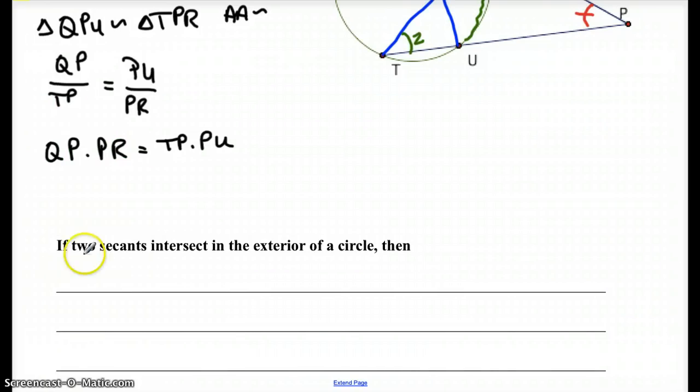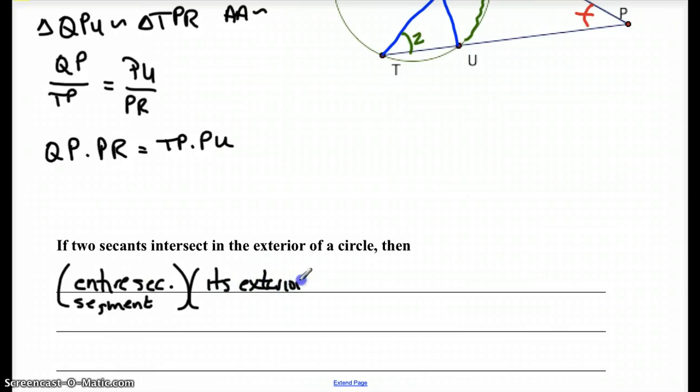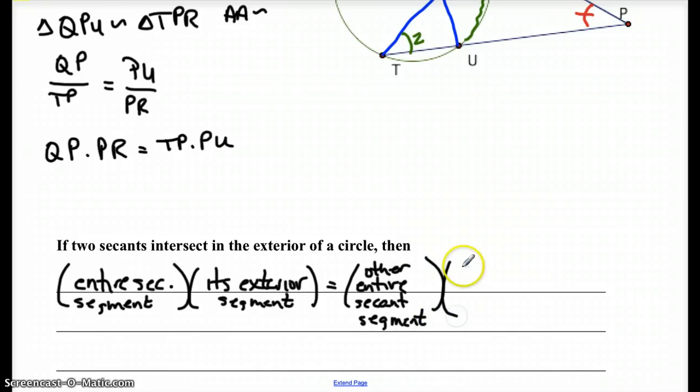This relationship can be summarized by the theorem that if two secants intersect in the exterior of a circle, then it must be true that the length of the entire secant segment multiplied by its exterior piece, or segment, however you want to phrase it, has to equal the product of the other entire secant segment multiplied by its exterior piece or segment. That relationship or that product is always a true statement.